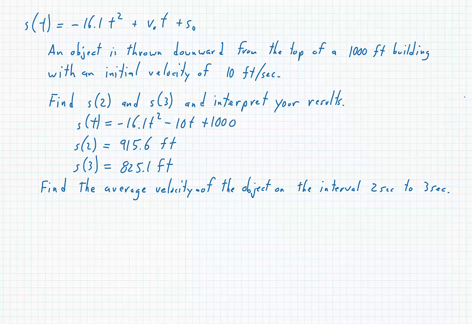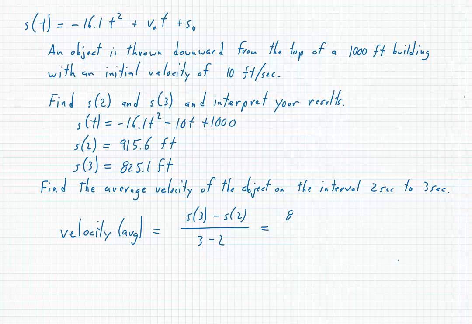In the second part, we're asked to find the average velocity of the object on the interval from 2 seconds to 3 seconds. Well, that's just simply the slope of a secant line connecting these 2 points on the function. So the average velocity is going to be equal to s of 3 minus s of 2 divided by 3 minus 2. In other words, we're going to take the difference in the y values and divide it by the difference in the x values, delta y over delta x. That gives us a slope of a straight line. That gives us our average.